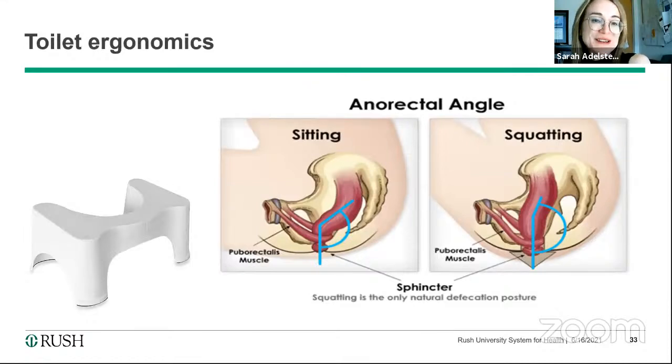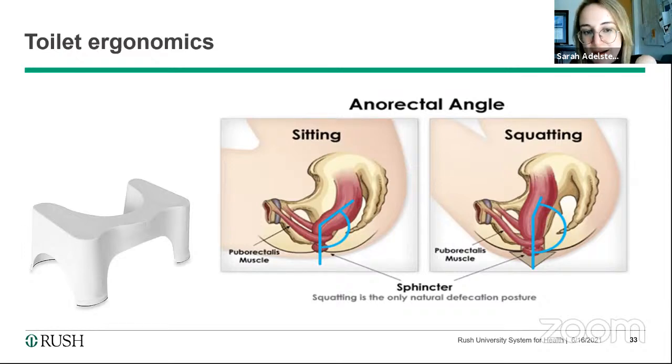Let's talk about toilet ergonomics. The kind of toilets that are great for mobility and hips, right, that are pretty high off the ground so you don't have to sit down very far, unfortunately are really terrible for defecation. And most people in most nursing homes don't realize this. When you are sitting on a high toilet, your pelvic floor muscles, and here's that puborectalis muscle, it's like a sling that goes around the rectum, is too tight, okay? And it's actually squeezing the rectum, so it's difficult to get the stool out.